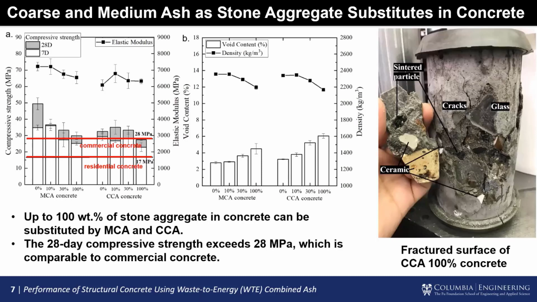For the coarse and the medium ash in the concrete, we can see up to 100% of the stone aggregate in the concrete can be substituted by the medium or coarse combined ash. And the 28 days compressive strength exceeded 28 MPa, which is comparable to the commercial concrete. The wood content also has a crucial influence on the density and the compressive strength.